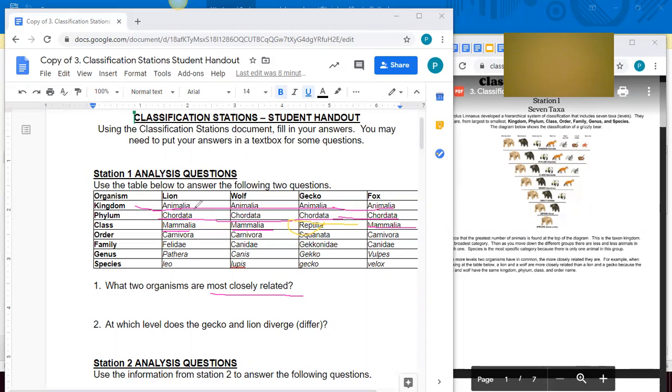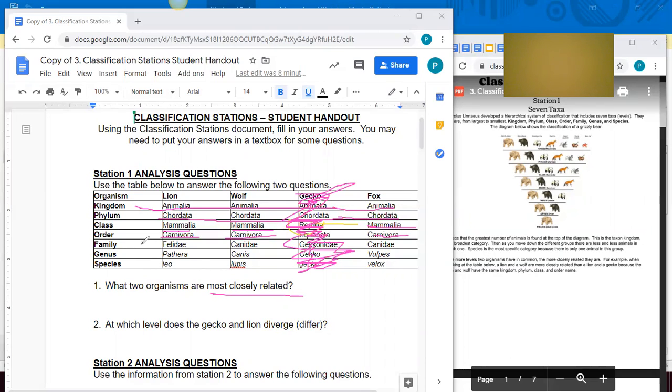So as of now, the lion, the wolf, and the fox are closely related, and the gecko is kind of taken out of it. But Neo, you need to keep going. So I would just kind of cross this out for just a second. Now, not on your paper, but just for me to show you. So let's keep going. Now in order, we have carnivore, carnivore, carnivore. That means they're all carnivores. And I think you know what that means, that they eat meat.